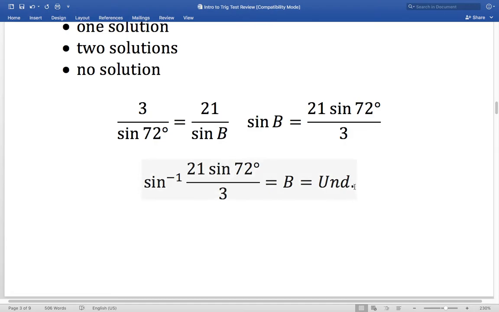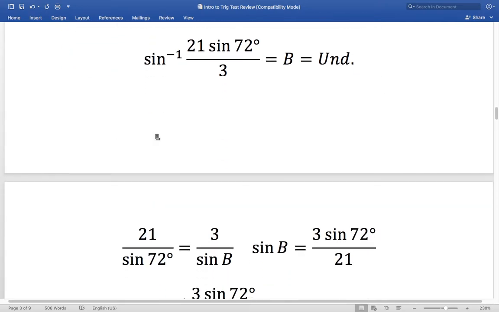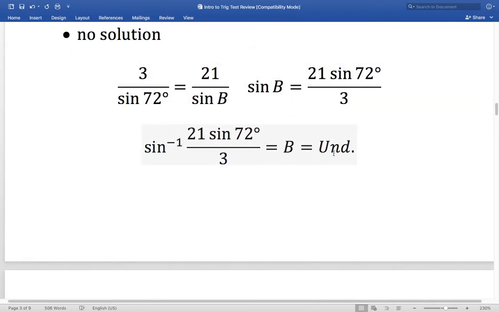When we plug that into the calculator, we get undefined. And the reason why is because this side measurement is way too small to be associated with this size of angle. Okay, so in this scenario for our ambiguous triangle, there's no solution.